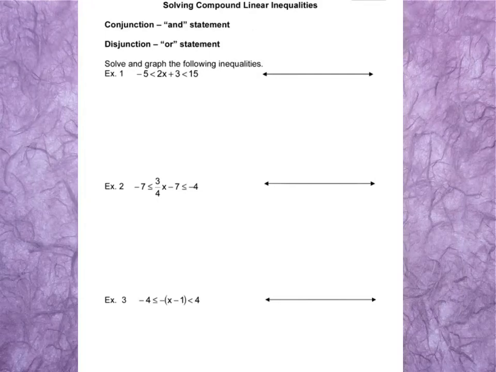Alright, this is section 1-3 in Algebra 2, solving compound linear inequalities. We start with a compound linear inequality. By definition, that means it's got two inequalities in it. So you can see that this one has two, example 2 has two inequalities, and so on. Each of these will be two inequalities.